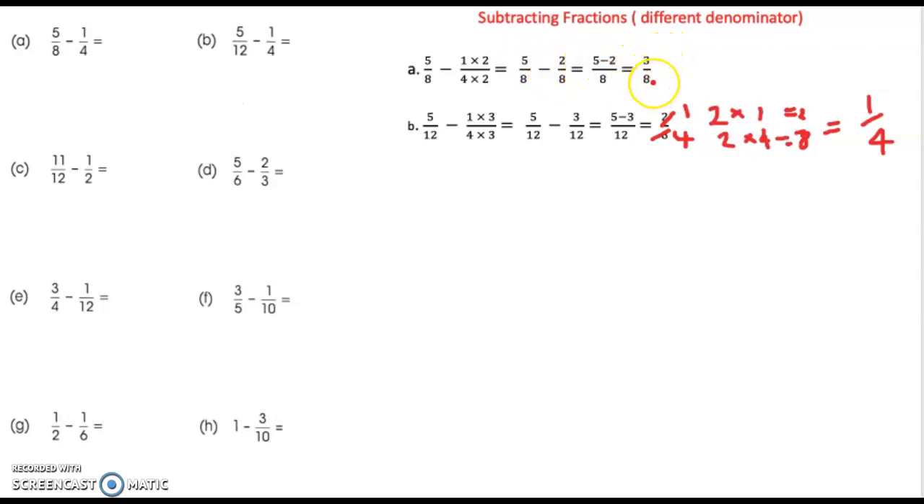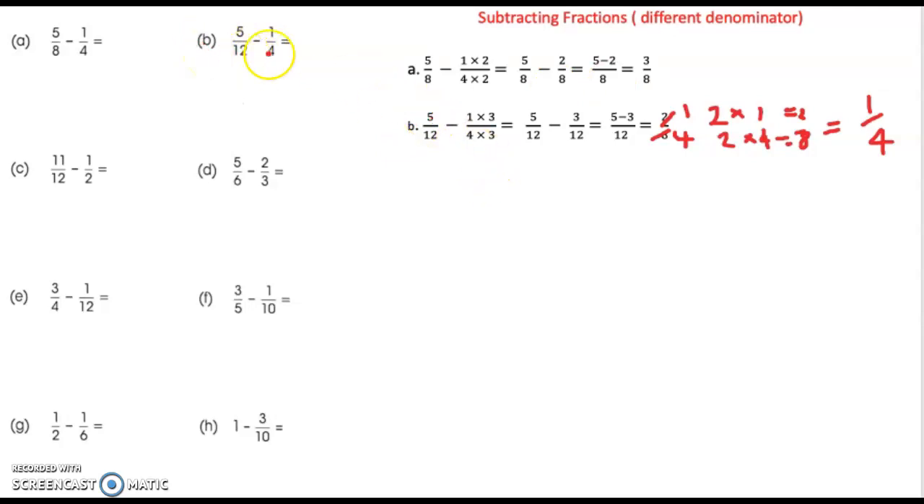3 over 8 we cannot simplify because there isn't any times table that these two numbers come in, or any number that these two belong to as multiples. Okay, now I will go to part B.